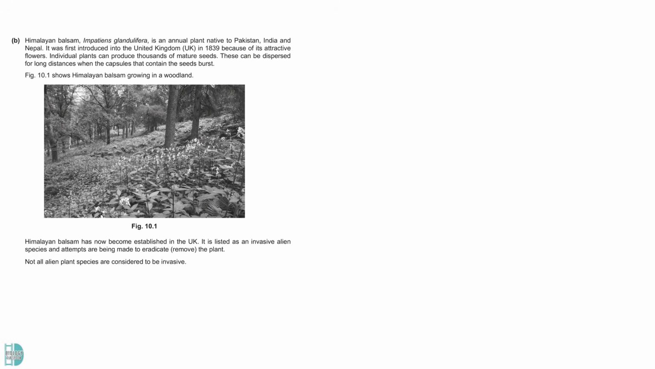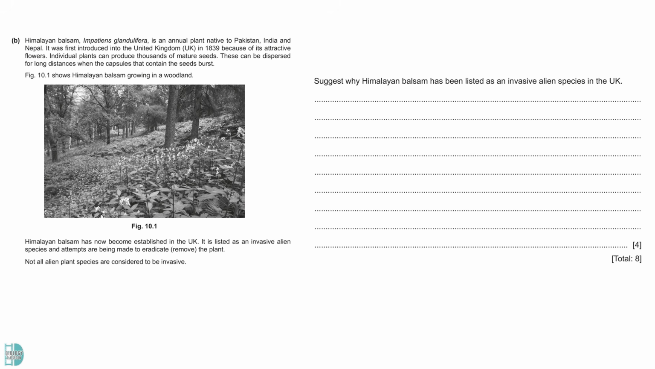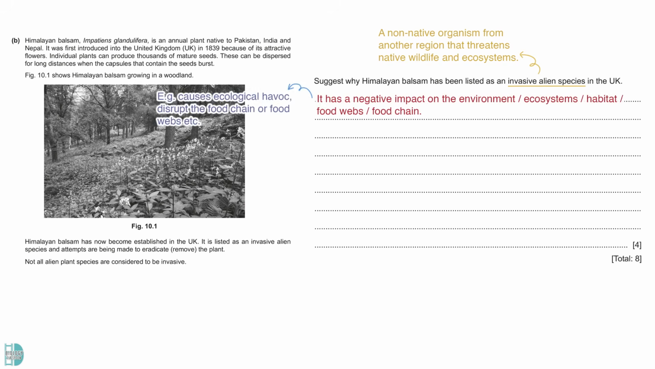B talks about Himalayan balsam. You are asked to suggest why Himalayan balsam has been listed as an invasive alien species in the UK. An invasive alien species is a non-native organism from another region that threatens native wildlife and ecosystem. They have negative impacts on the environment or ecosystems.